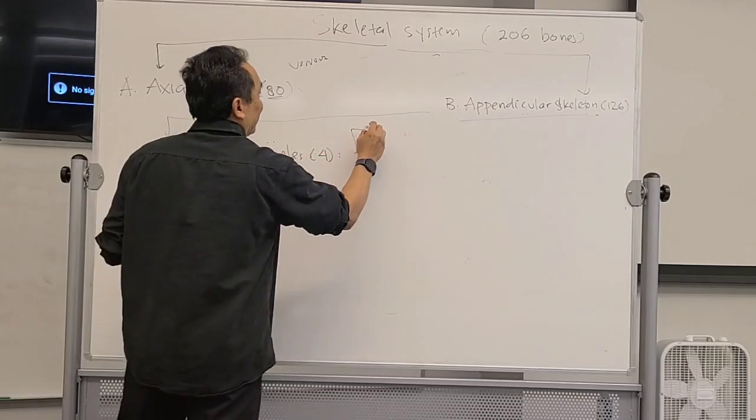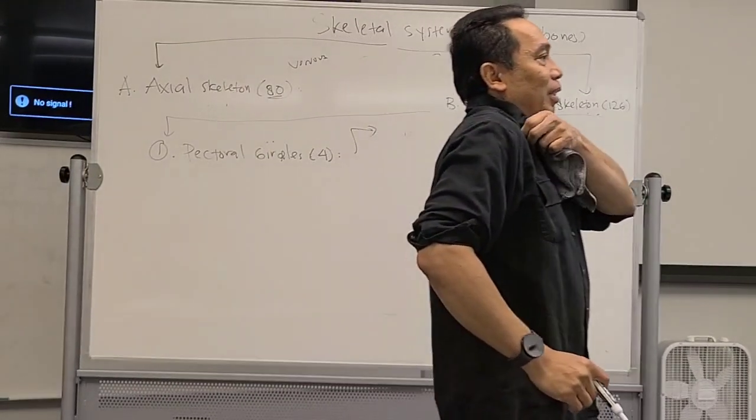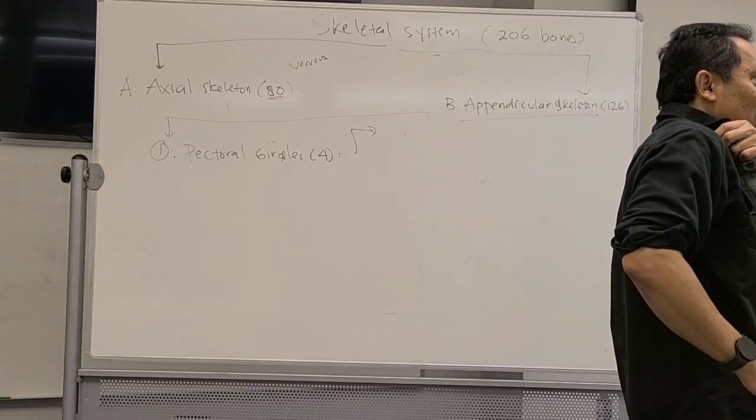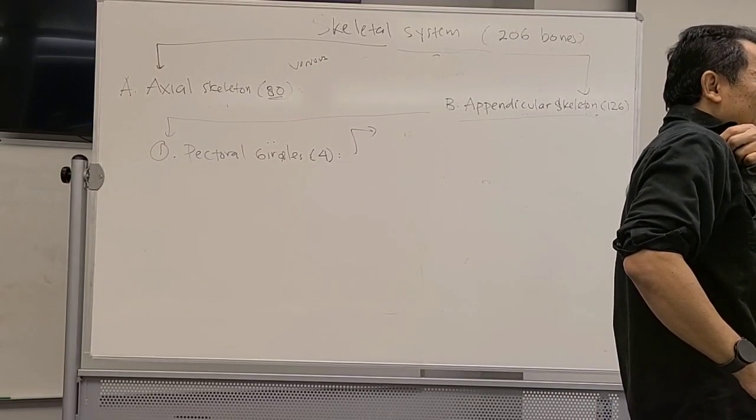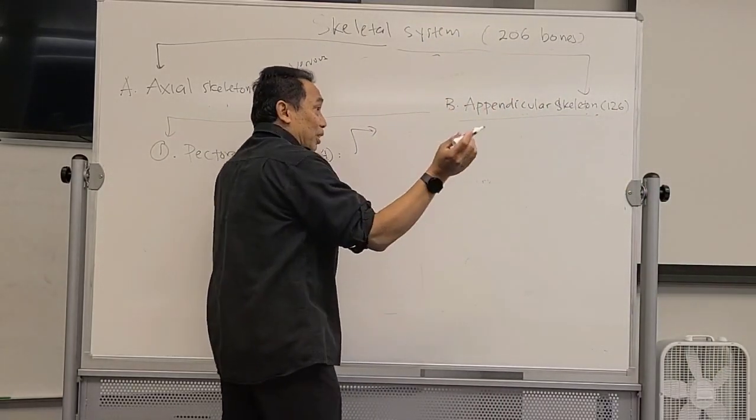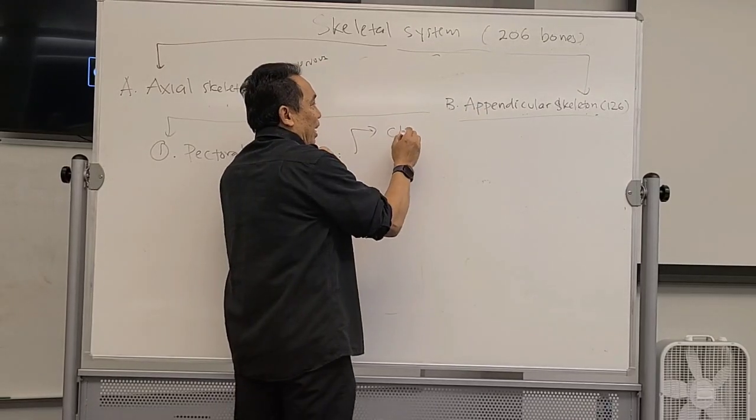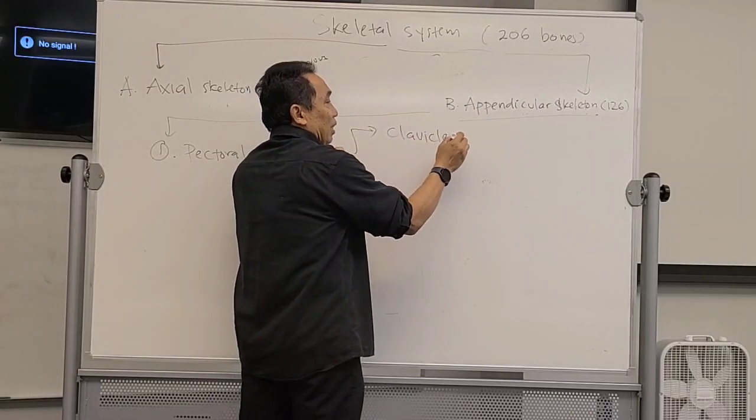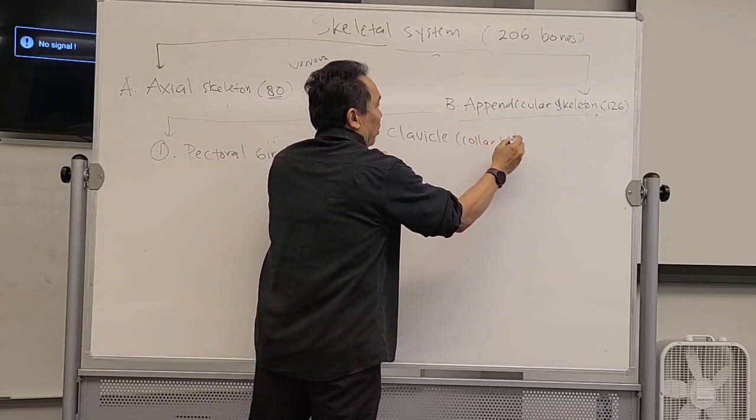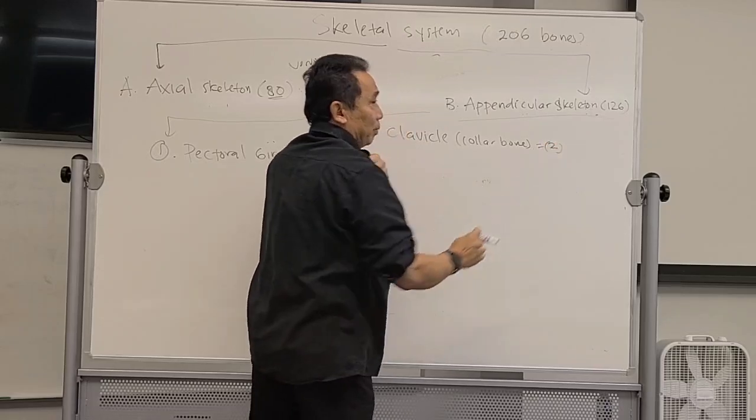Now, what is the first one? We're gonna place it over here. This looks like a clavicle. Or what do you call it in America? Collarbone. So collarbone starts with the C, and the name also starts with the C. Clavicle. Collarbone. How many? 2. Left and right.